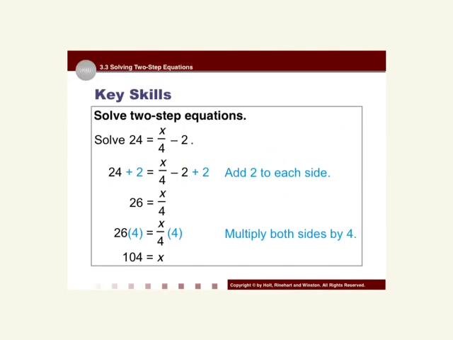You also don't need to write this down in your notes, but we're going to go over it as well. What we do first is we're going to add 2, like it shows in the blue. So we get 26 equals x over 4. Since the 4 is in the denominator, we're now going to multiply by 4 on both sides so that the 4 cancels out. Then you get 104 equals x.